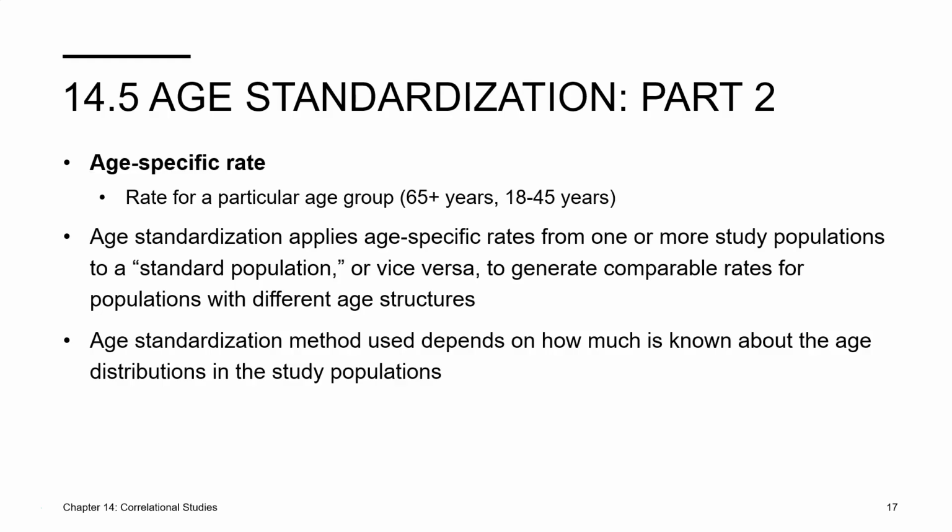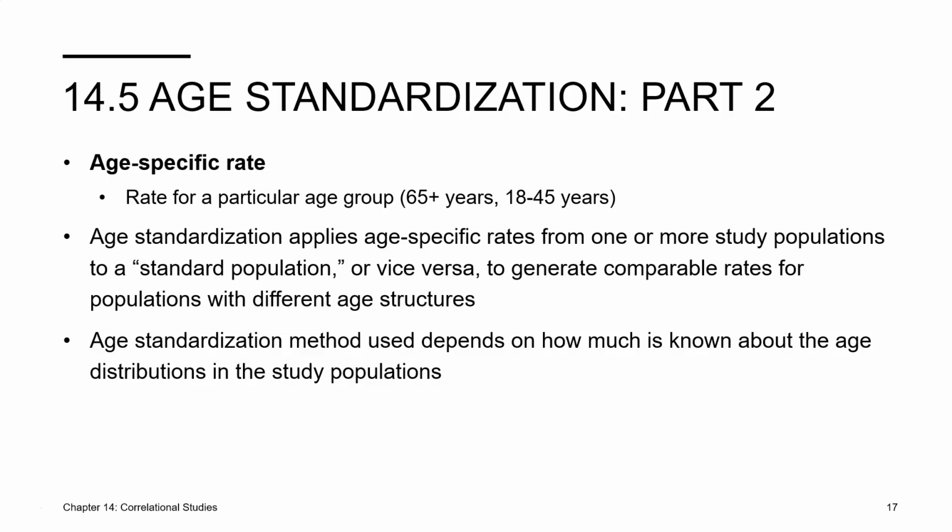So this can be done by calculating an age-specific rate. This is a rate that's particular for an age group, say 65 and older, or ages 18 to 45 years. Age standardization applies age-specific rates from one or more study populations to a standard population, or vice versa, to generate comparable rates for populations with different age structures.